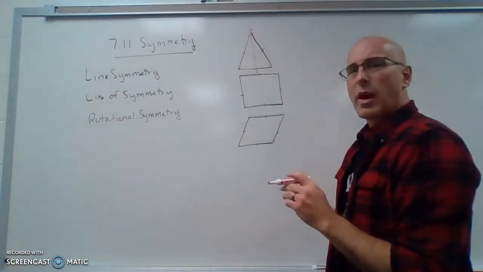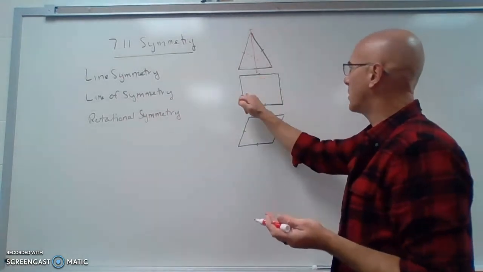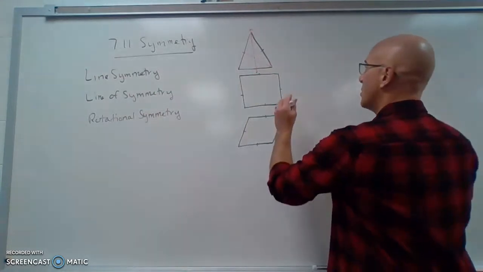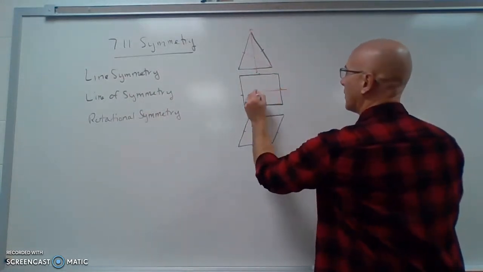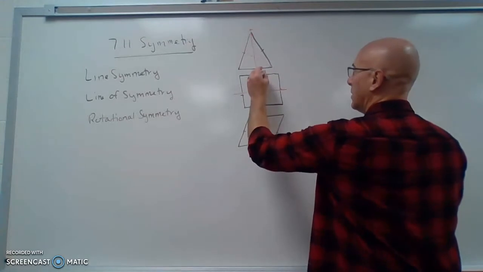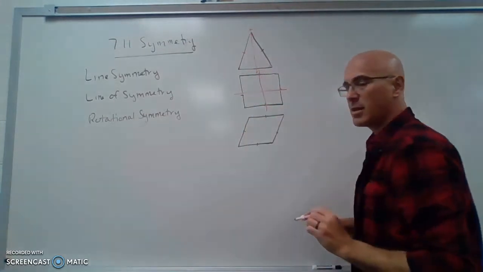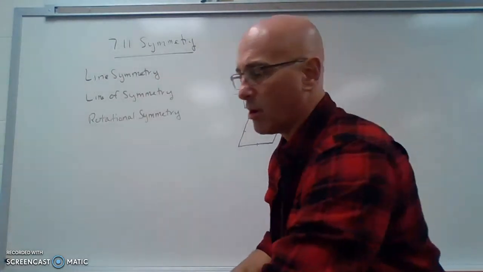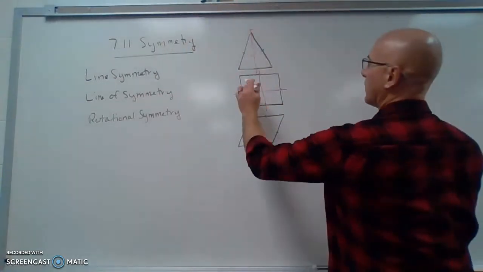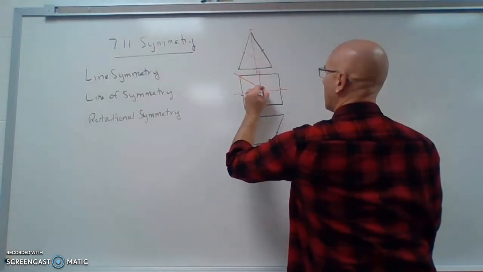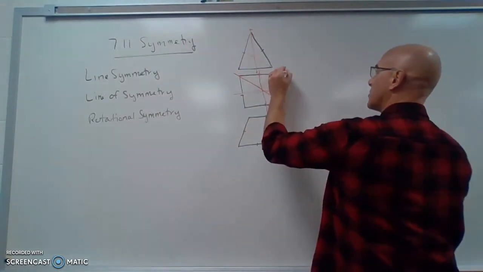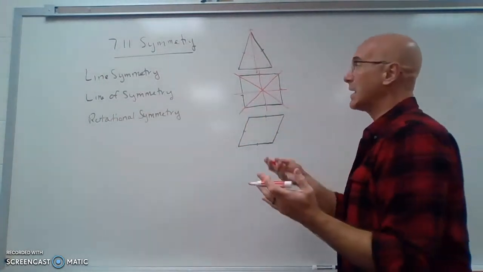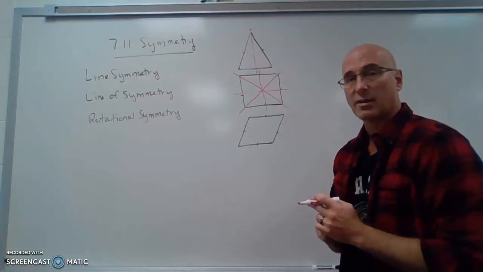Now if we have a square, and we know that a square has four congruent sides and four congruent right angles, we could have a line of symmetry here. We could have a line of symmetry there. But unlike our rectangle, if we reflected it over a diagonal line of symmetry, we would still have it being line symmetrical across those diagonals.